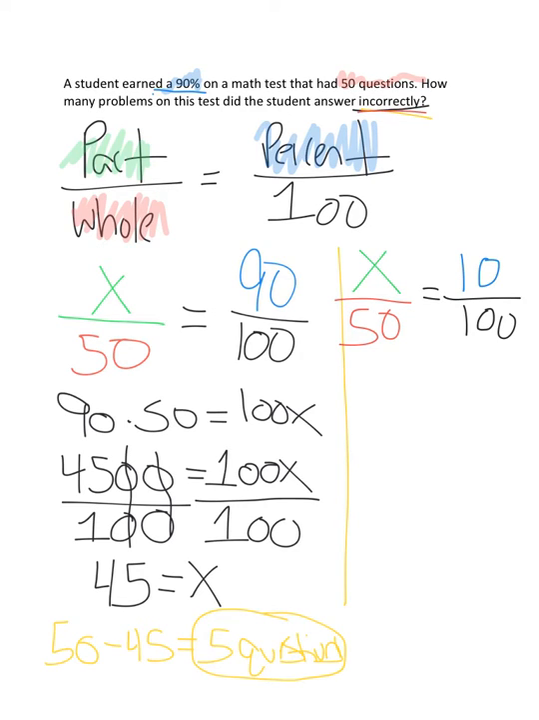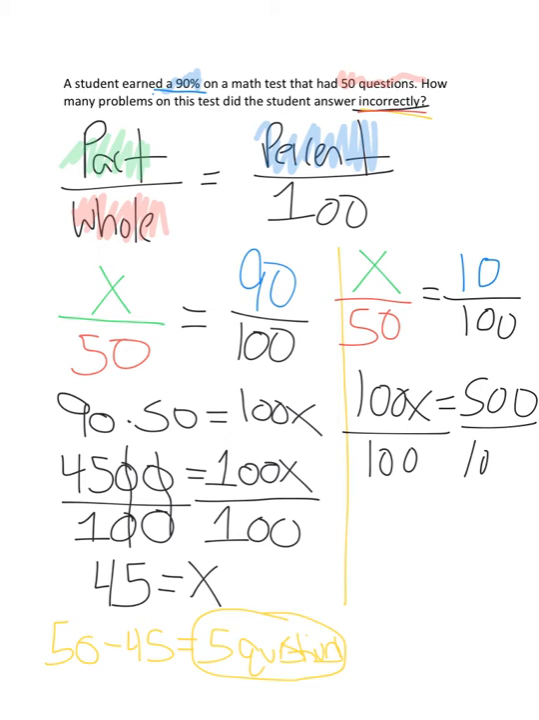And if we cross multiply here, we'd end up with x times 100 is 100x. 50 times 10 is 500. Once again, if we divide by 100, we end up with x equals 5. Notice once again, we end up with the same answer. We just don't have to apply that last step.